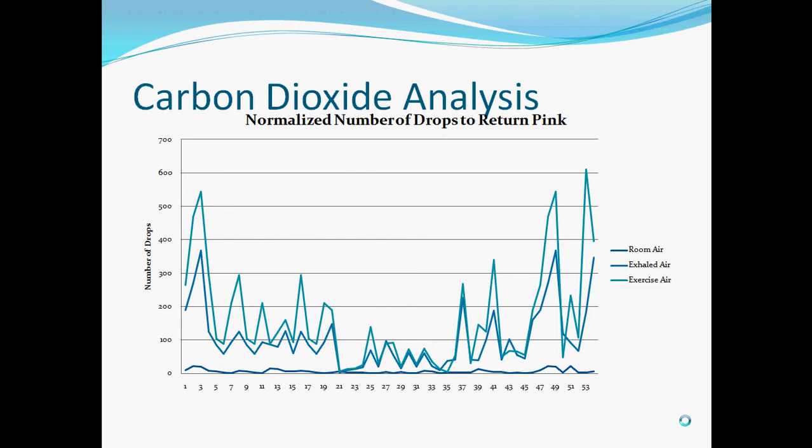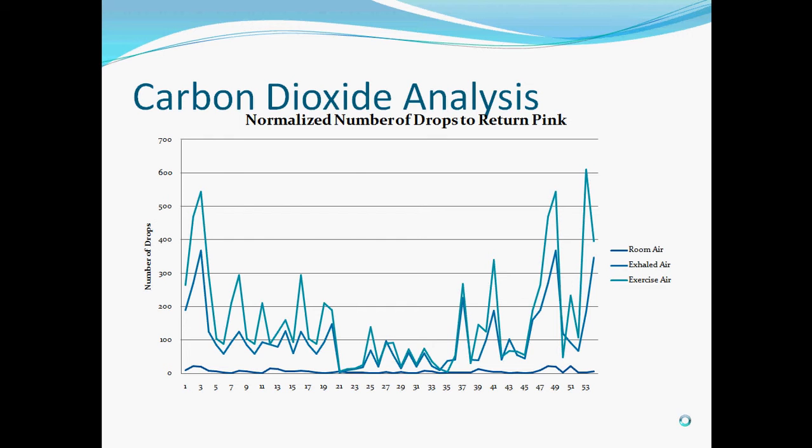Following the carbon dioxide experiment, we received the following data in a graph. The sources of each air are color-coded, so the light blue is exercise air, the normal blue is exhaled air, and the darkest blue is room air. It seems that the room air distribution is a lot lower in general than the other two categories. But as for the difference between exhaled and exercise air, there is no significant difference.